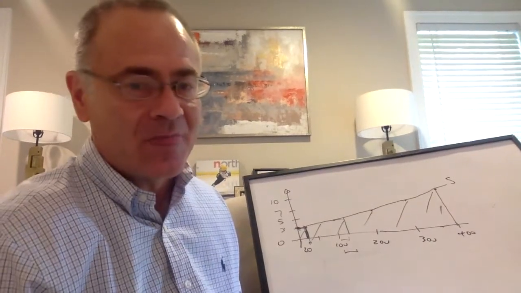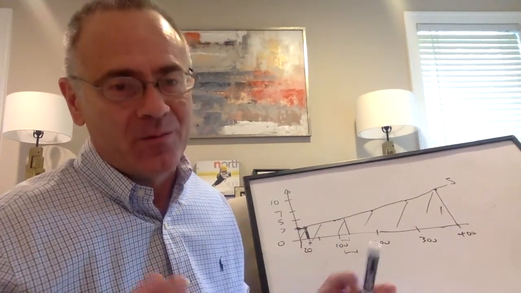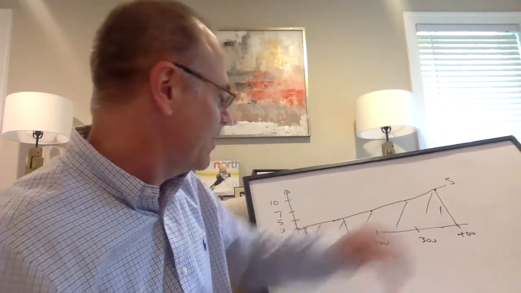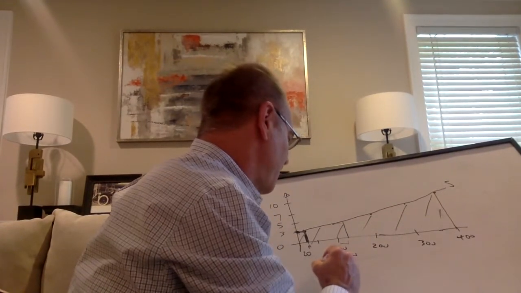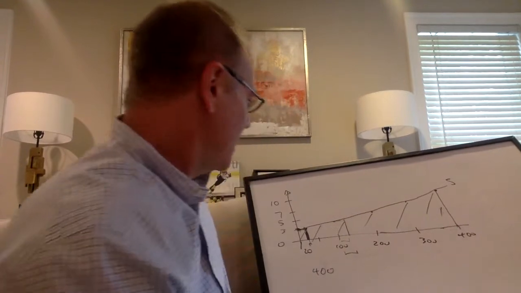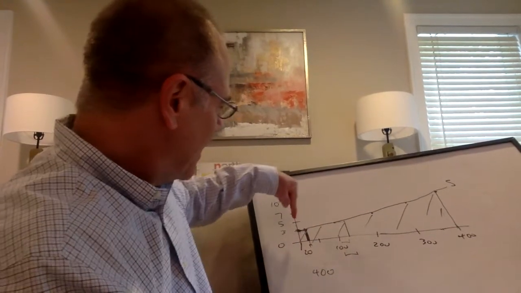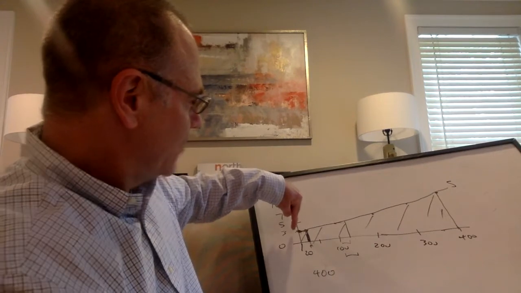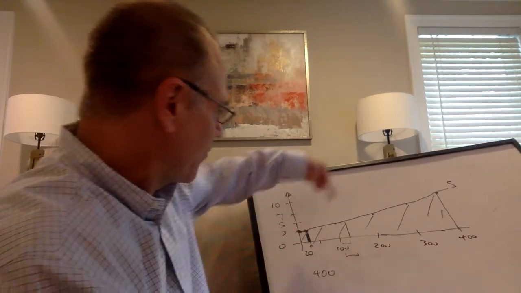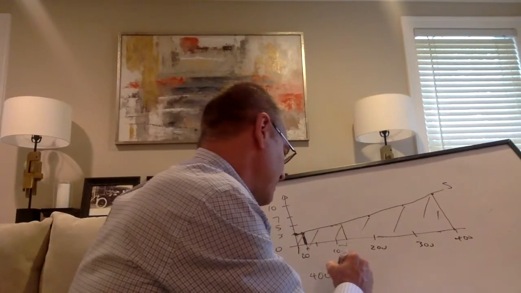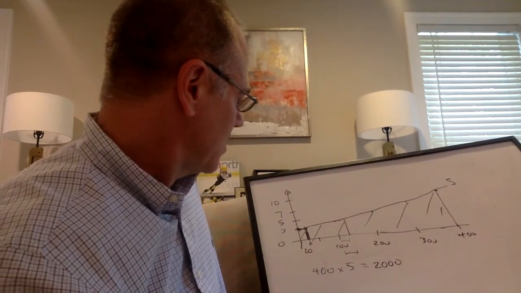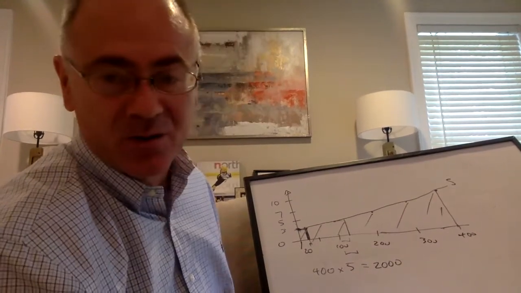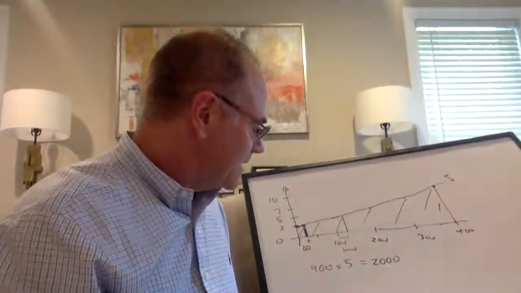The answer is, if you remember from 9th or 10th grade geometry, the area under that curve, well, the length is 400, and then the average height is the average of 3 and 7, because it's a line. So times the average height, which is 5, the answer is going to be 2,000 total person hours. Okay, so that's the answer.